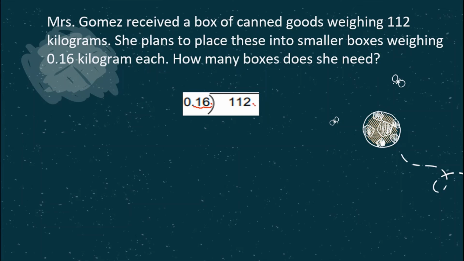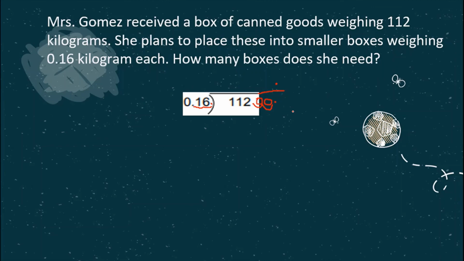So let's move 1, 2, and then just affix 0. So the decimal point for this one will be here. So this will now be 11,200, and don't forget to align the decimal point. Now that we have moved the decimal point in our divisor and dividend, we can continue the division process. So we have here 112 divided by 16.